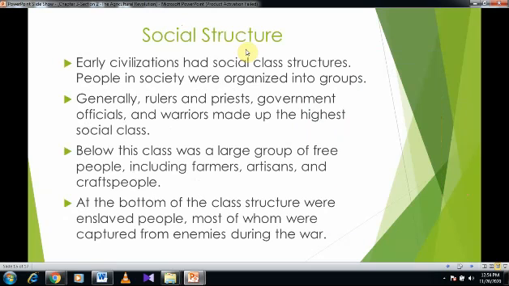The fourth common characteristic was that there was a social structure in each civilization. The highest level of the social hierarchy was the ruler and priests. Next came the government officials, and then the warriors. After them came the free people, who included the farmers, artisans, and craftspeople. And at the very bottom of the pyramid were the enslaved people, who were captured enemies during the war.